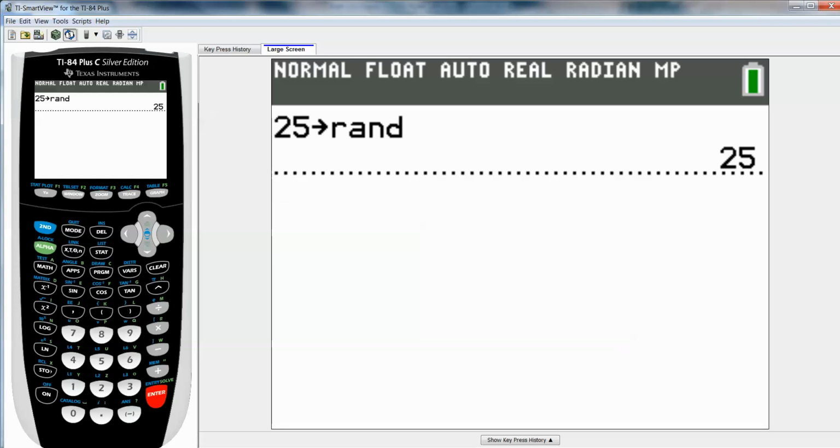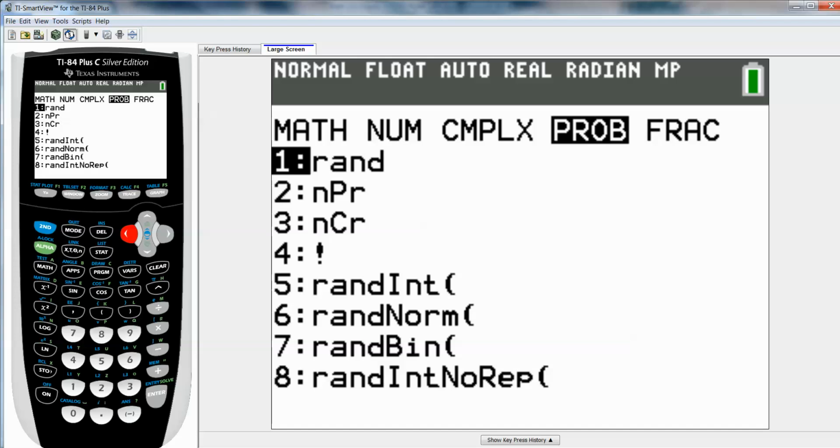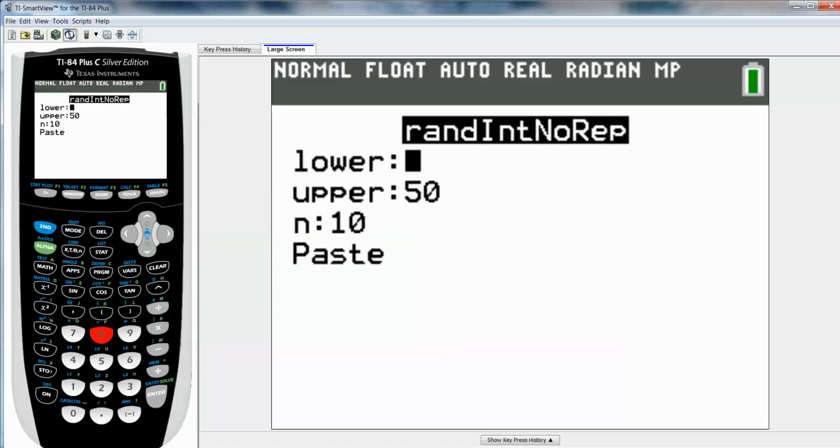And then I'm going to press math, go back to the probability menu, and pick number 8. See number 8 down there? The randIntNoRep. That's what I want. randIntNoRep. And I'm going to tell it the lower number was 1, so I type in 1. The upper number was 50. And then I want a sample of size 10, so I tell it 10.